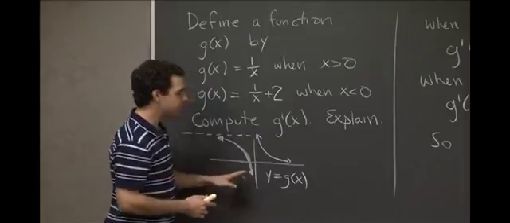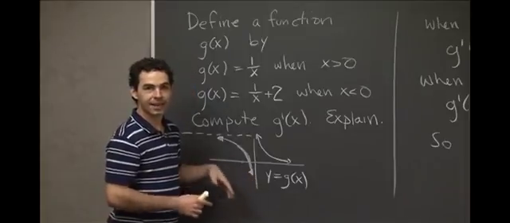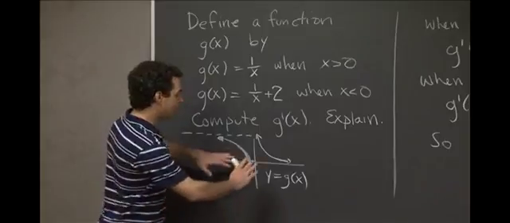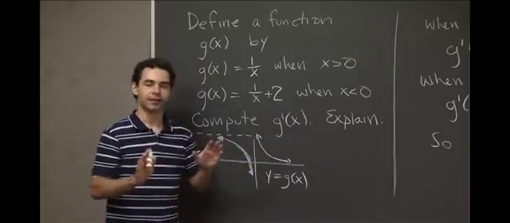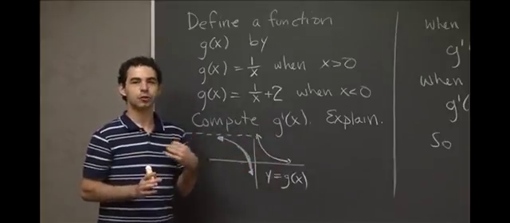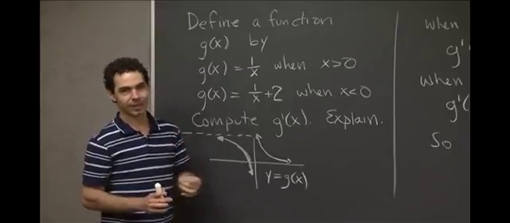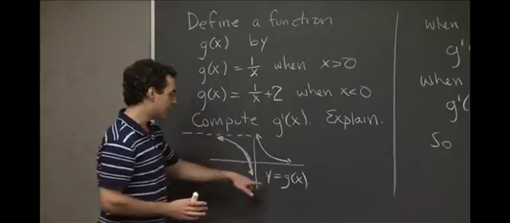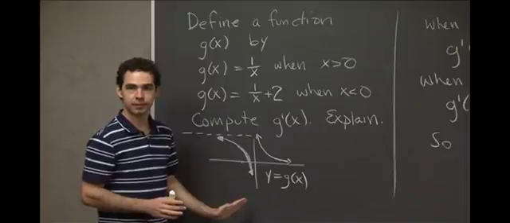So if the mean value theorem doesn't tell us anything in that case, it means the conclusion isn't true. I should rephrase that. It means the conclusion doesn't have to be true. Our proof doesn't work in a case where we have a discontinuity.